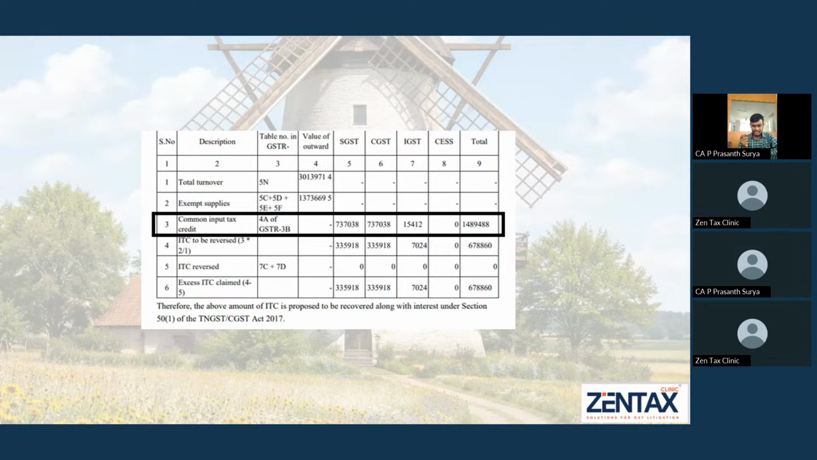But the department has issued notices for previous financial years also. Particularly, you have been dealing with the financial year 21-22 notices now, as the last date to pass the order for the financial year 21-22 under section 73 is 31st December 2025. In those notices, many of us would have come across a specific point named common credit reversal.